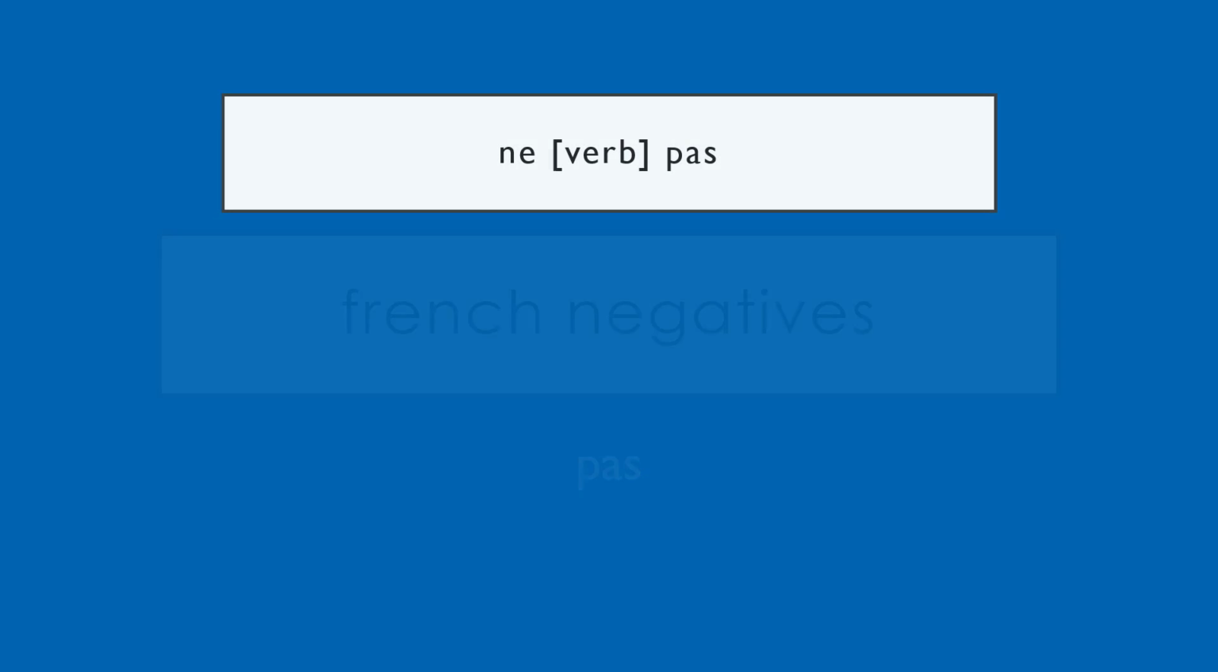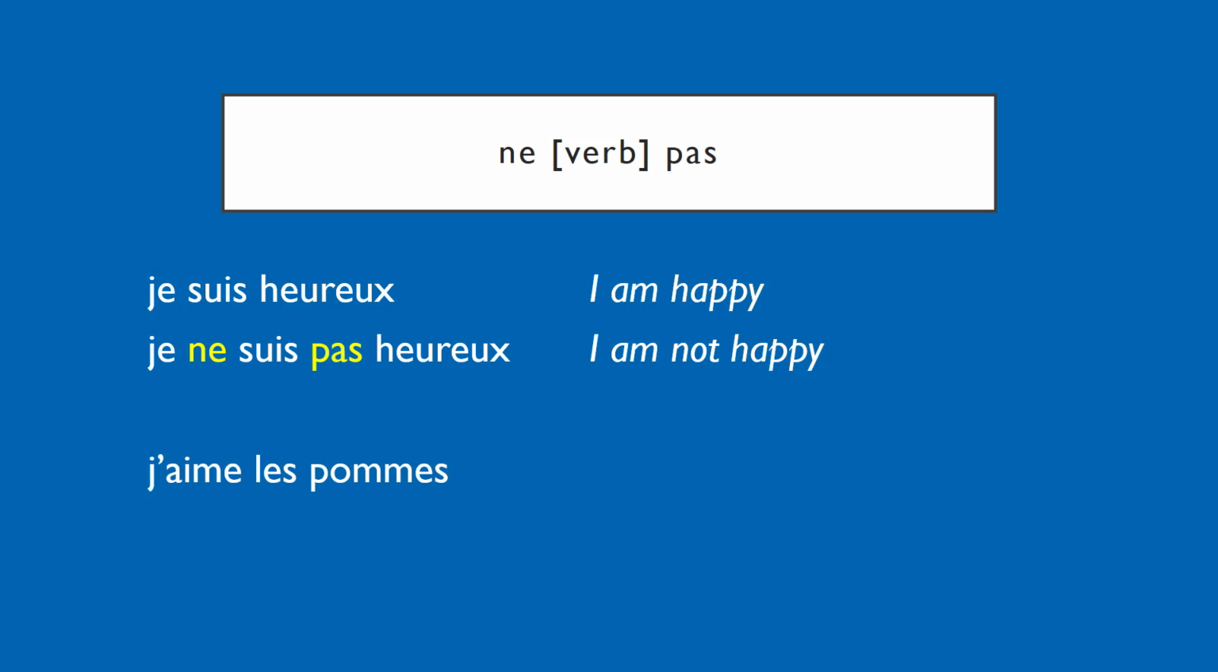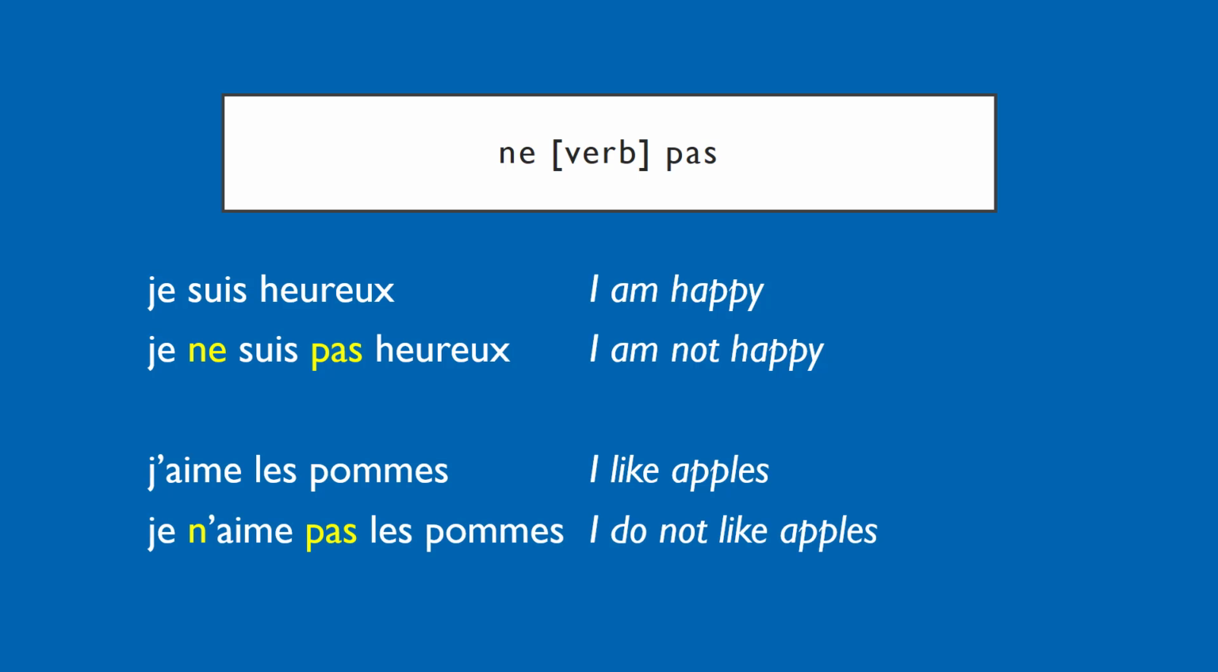So we're going to start with some very simple sentences in the present tense, and in this case, to negate them, all we do is take the verb and put a ne before it and a pas after it. So for example, je suis heureux is I am happy. To negate this, we say je ne suis pas heureux, I am not happy. So our verb is the je form of être, that is suis, and we've put a ne before it and a pas after it. The same goes for j'aime les pommes, I like apples. To make that negative, we say je n'aime pas les pommes, I do not like apples.